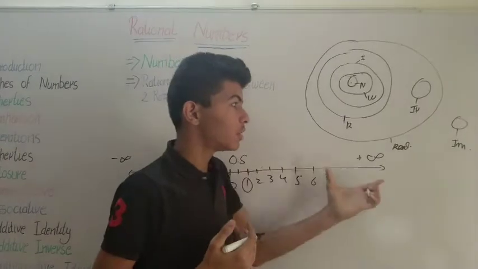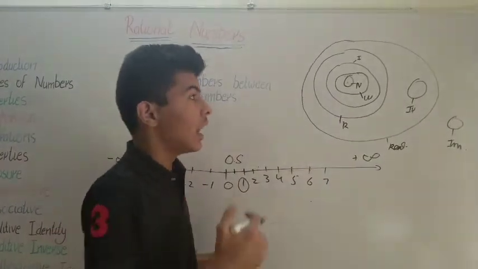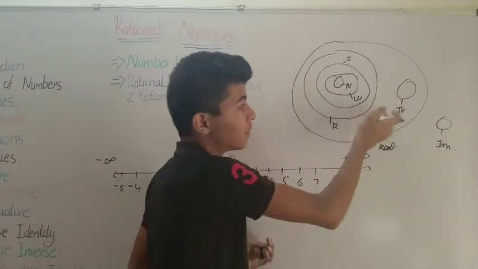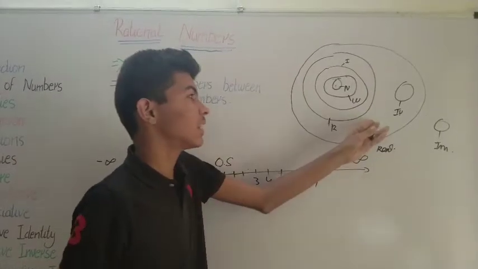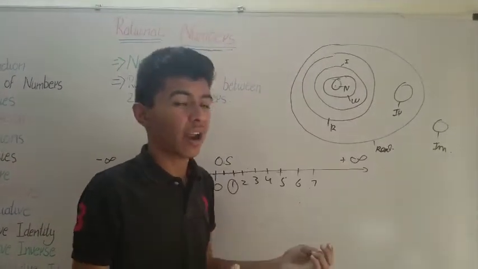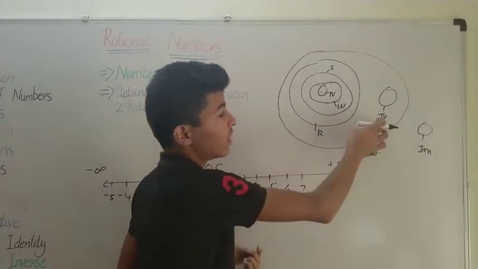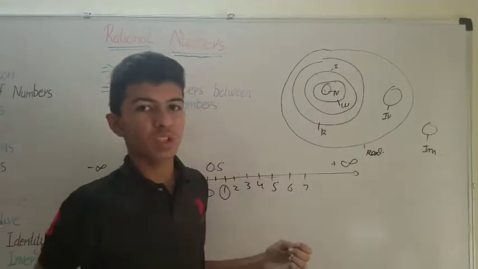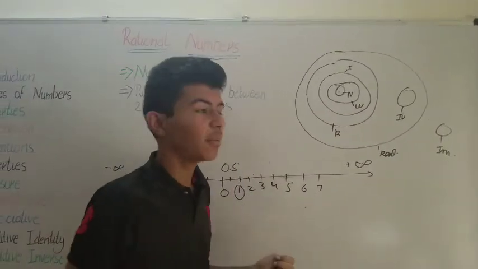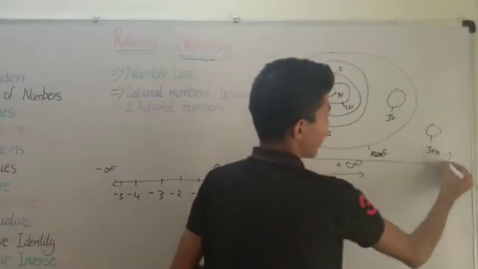This helps to solve questions like, are all irrational numbers rational? As you can see, they are in separate groups, so they are not. But all rational numbers are real numbers. So these types of questions can be solved using this Venn diagram.